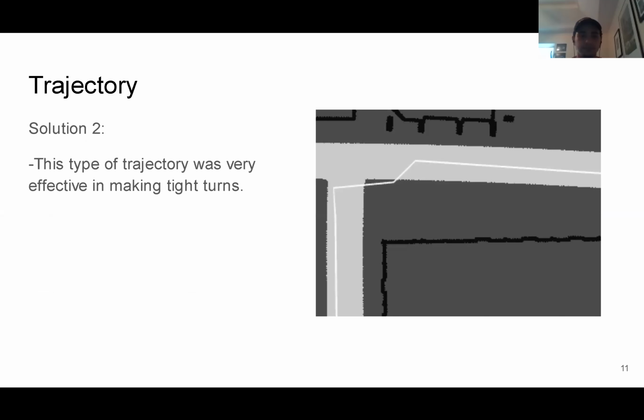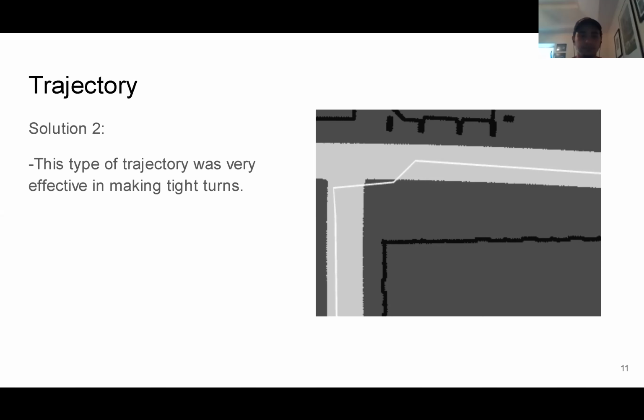And then additionally, we found this type of trajectory to be very effective in making tight turns. We think that it's because the car looks ahead and sees that it has a turn before the actual turn. And the structure of the trajectory allows the car to drift and turn basically in a 90-degree angle. We also found that making the trajectory closer to the side opposite to the corner helps make the turn.